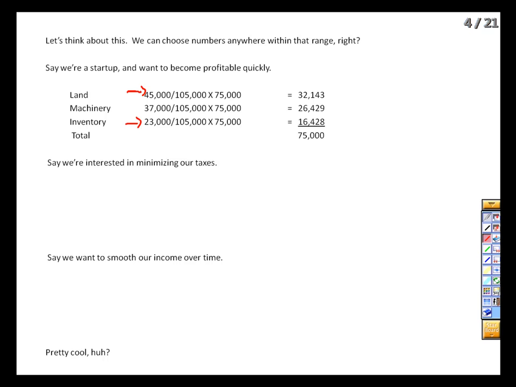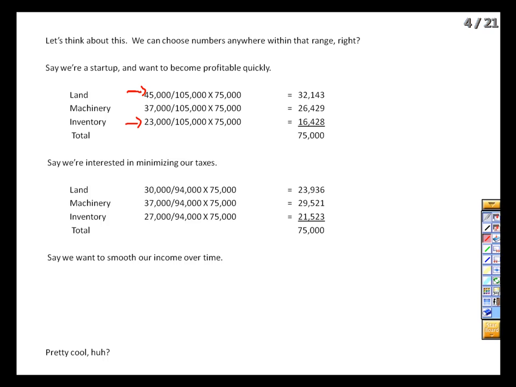Our second scenario is tax minimization. Our goal is not to report a high net income number. What we're more interested in is maximizing after-tax cash flow, which means minimizing our taxes. This, of course, means reporting as low net income as possible, and we can achieve that by getting as much of the $75,000 into the income statement as quickly as possible. So what do we do? Well, we'll do the opposite. Maybe we'll choose this allocation instead, which minimizes land and maximizes inventory. Just looking at this, we can see the difference evident.